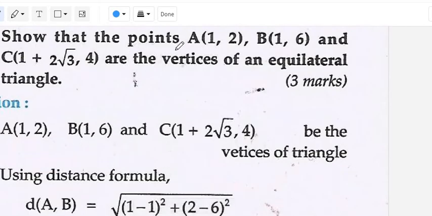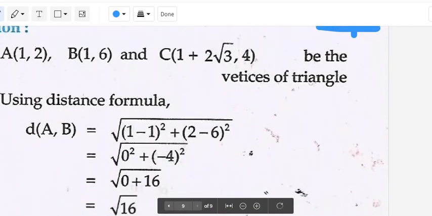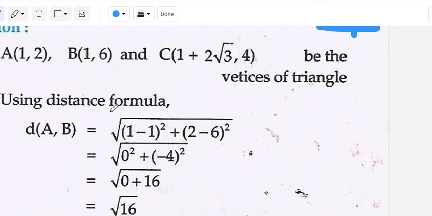Question: show that the points A(1, 2), B(1, 6) and C(1 plus 2 root 3, 4) are the vertices of an equilateral triangle. Now see, what is an equilateral triangle? All three sides are congruent. We have to prove that the distances between these three points are the same. Okay, now see how to solve. A(1, 2), B(1, 6) and C(1 plus 2 root 3, 4) are the vertices of the triangle, and we have to prove that it is an equilateral triangle.